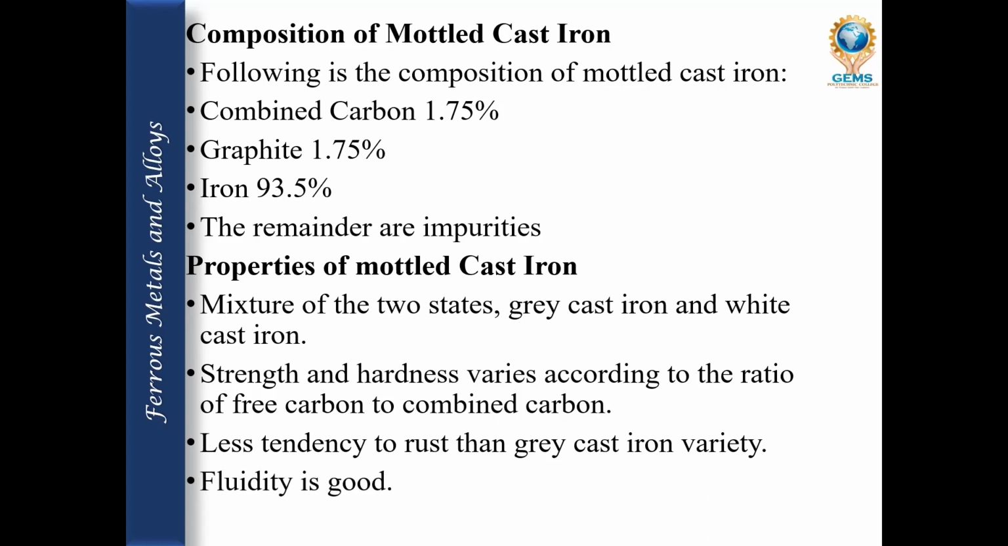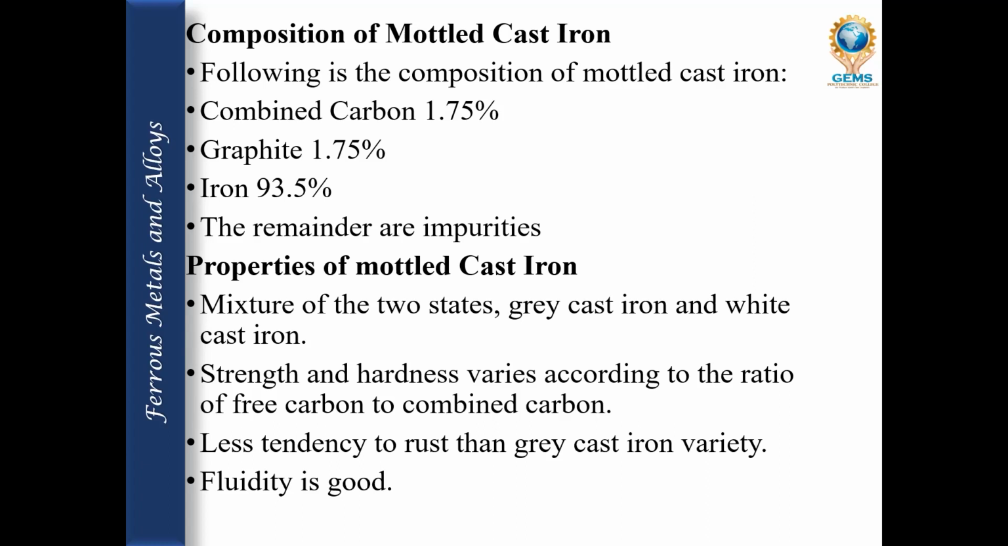And the fluidity is good. What do you mean by fluidity? Basically, fluidity is nothing but the ability of a substance to float. See, that's the reason they use this mottled cast iron in ships and all. They can use this mottled cast iron in ships because of the ability of the material to float. It has this property wherein it can float. So without any problem, it can be floated.